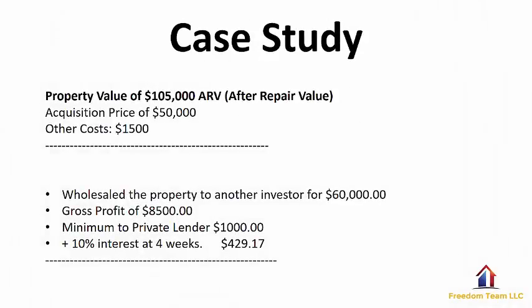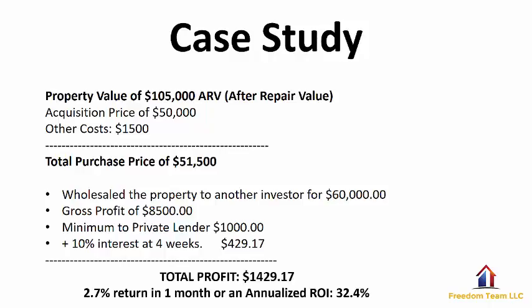So here's a typical case study. Property value of $105,000 after repair value. We acquired the property at $50,000. Other costs were about $1,500. And so that was a total purchase price of $51,500. We turned around and wholesaled this property to another investor for $60,000. That gave us a gross profit of $8,500, a minimum return to the private lender of $1,000, plus 10% interest at 4 weeks.